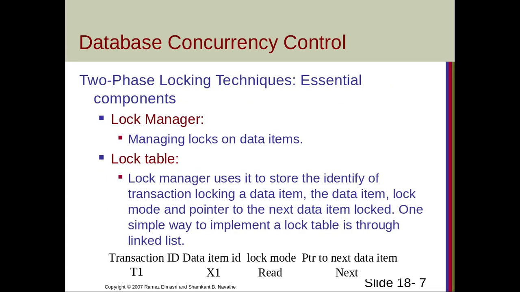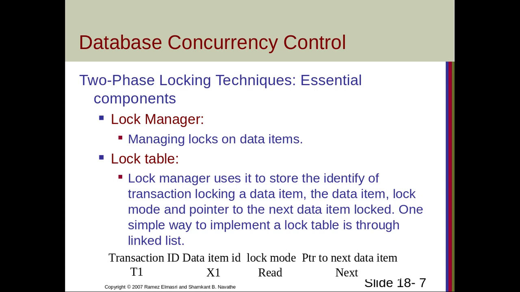In two-phase locking, you should have a lock manager, which manages locks on data items. For controlling, you should have a lock manager, and we have another component which is a lock table. The lock manager uses it to store the identity of the transaction locking the data item, the lock mode, and a pointer to the next data item. The structure is like this: transaction ID, that is the transaction in which you are going to use the data item, then the name of the data item, the lock mode, whether it is reading or writing, and a pointer to the next data item.